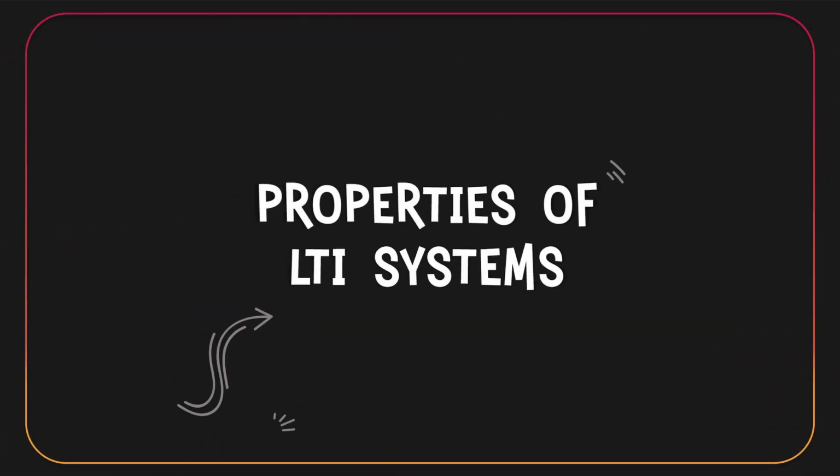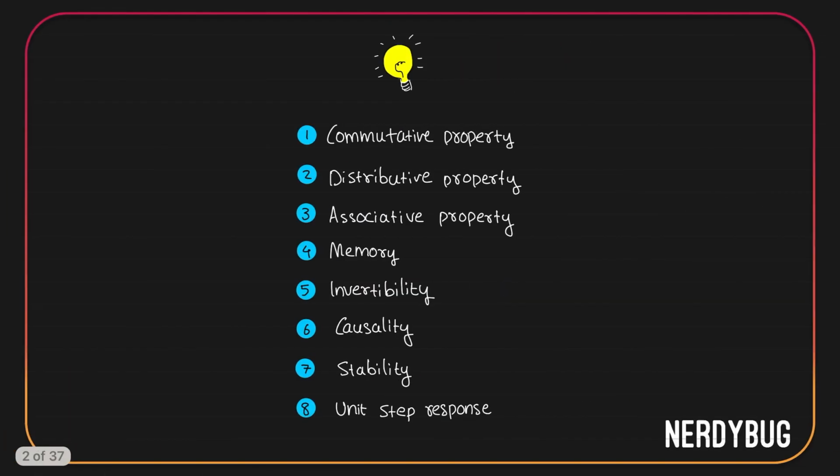Hey fellow nerds. Today we are going to learn properties of LTI systems, and these include commutative property, distributive property, associative property, memory, invertibility, causality, stability, and unit step response of LTI systems.